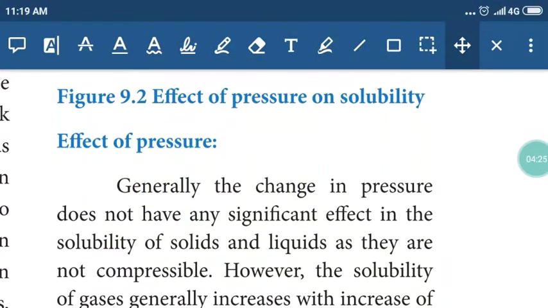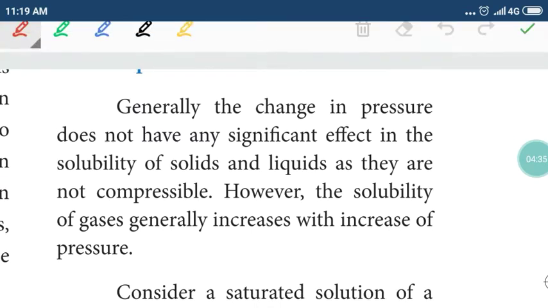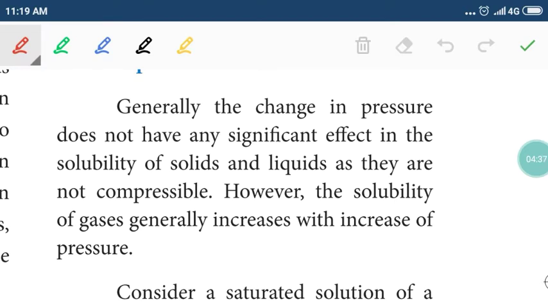So the final factor which affects solubility is pressure. So what is the effect of pressure on solubility? We may take solid dissolved in liquid or liquid dissolved in liquid. So we take these two types of solutions. Effect of pressure will not make anything. The pressure will not change anything in these two types of solutions.